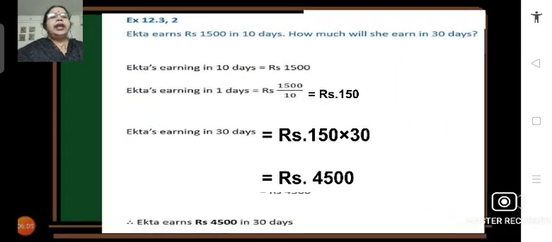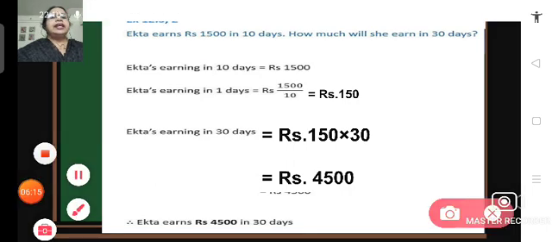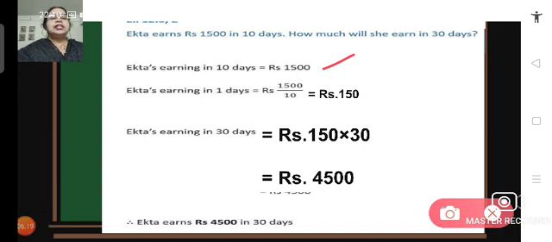Problem number 2. Ekta earns rupees 1500 in 10 days. How much will she earn in 30 days? So Ekta's earning in 10 days is rupees 1500. How much she earns in 30 days? So first we will find Ekta's earning in 1 day. Okay, so Ekta's earning in 1 day is 1500 upon 10. So it becomes rupees 150.